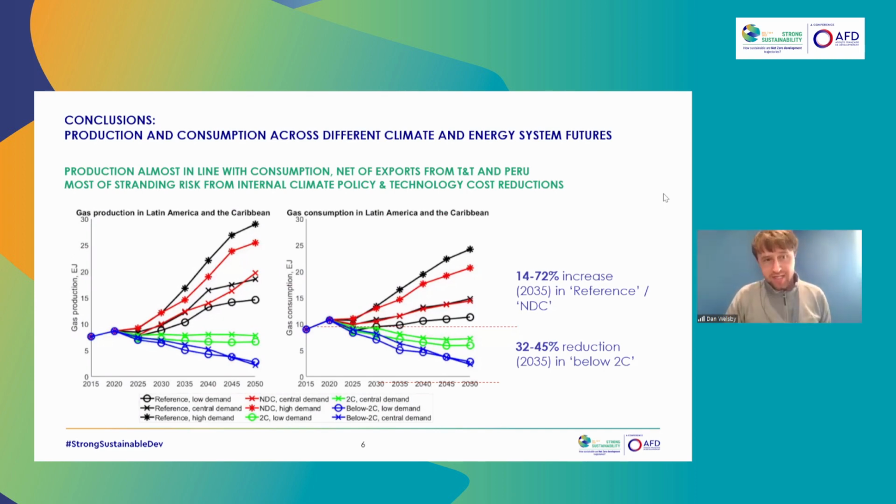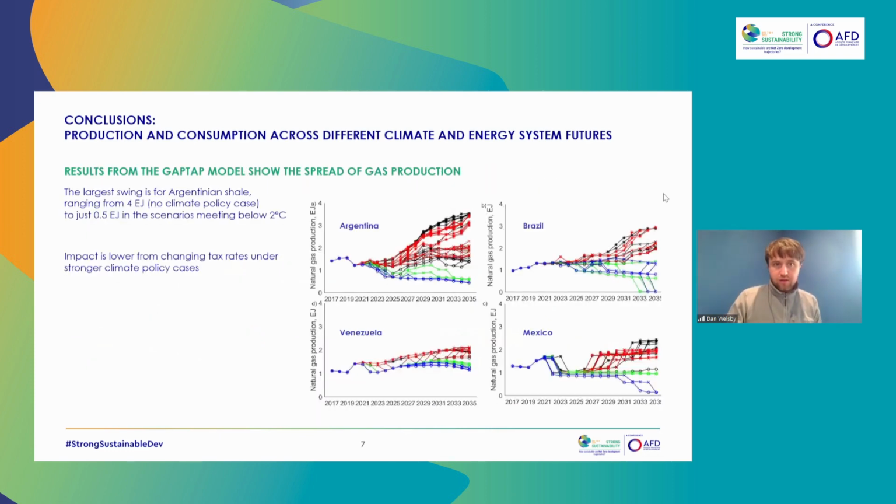And what we can see from these two figures on the left-hand side and the right-hand side is that gas production and gas consumption in Latin America and the Caribbean are really heavily influenced by the level of climate policy. So in the below 2 degree scenarios, you can see that from 2020, we're seeing quite rapid reductions in gas production and gas consumption. But if we contrast that to the reference scenarios where there is no action on climate policy, whether at a regional level or a global level, we see quite strong growth in production and consumption.